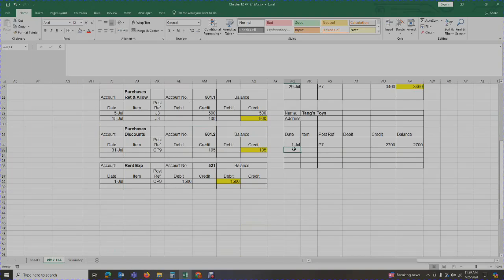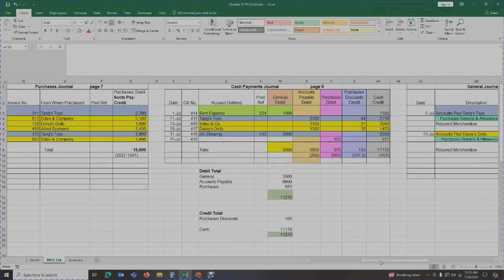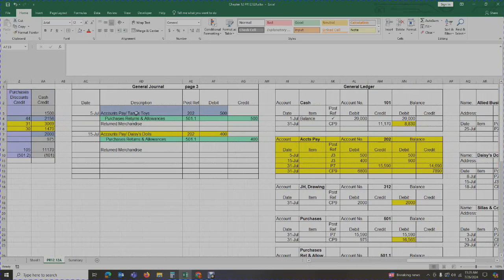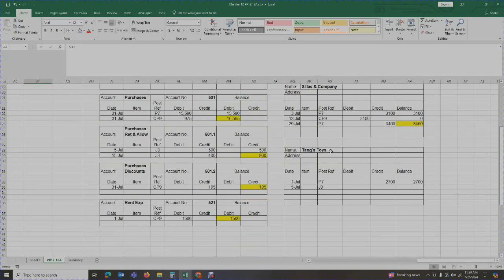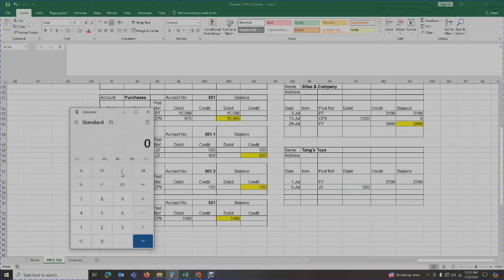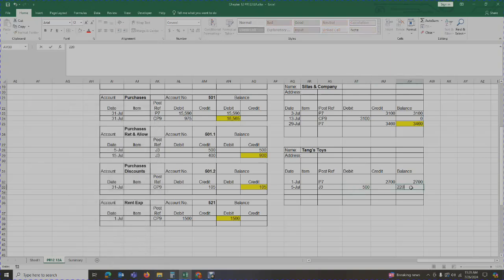The next one happened on July the 5th. This is coming from General Journal number 3, and we have a debit of $500. So we're going to put it over here in our General Journal. Okay, and we're dealing with Tanks Toys, and we're going to use a debit of $500 there. So $2,700 minus $500 will give me an ending balance of $2,200. So we owe at this point in time $2,200.